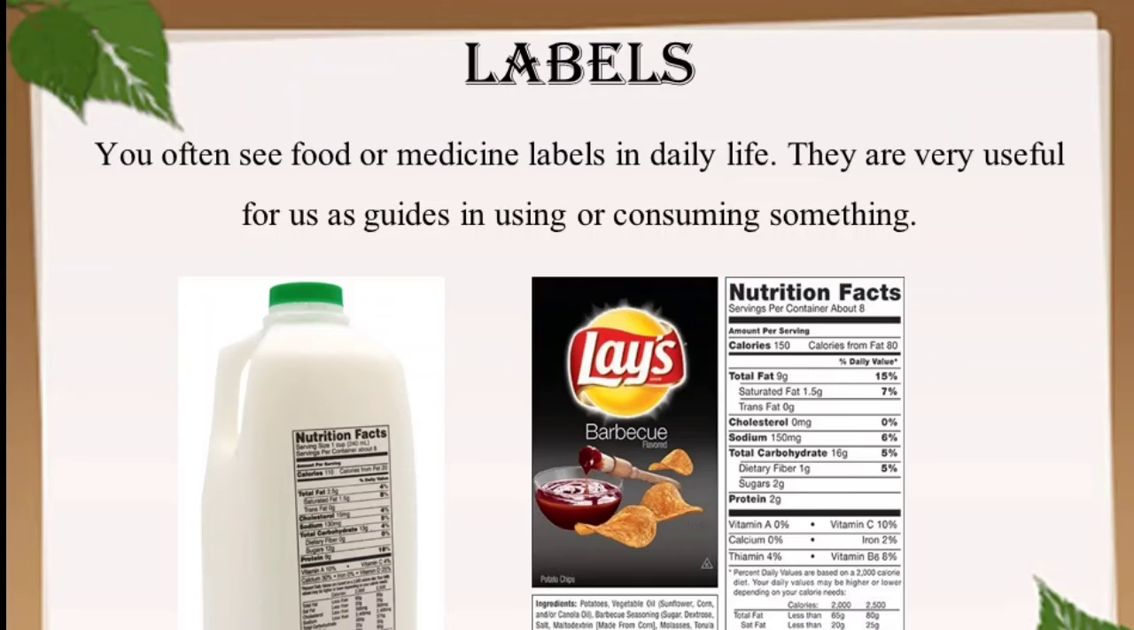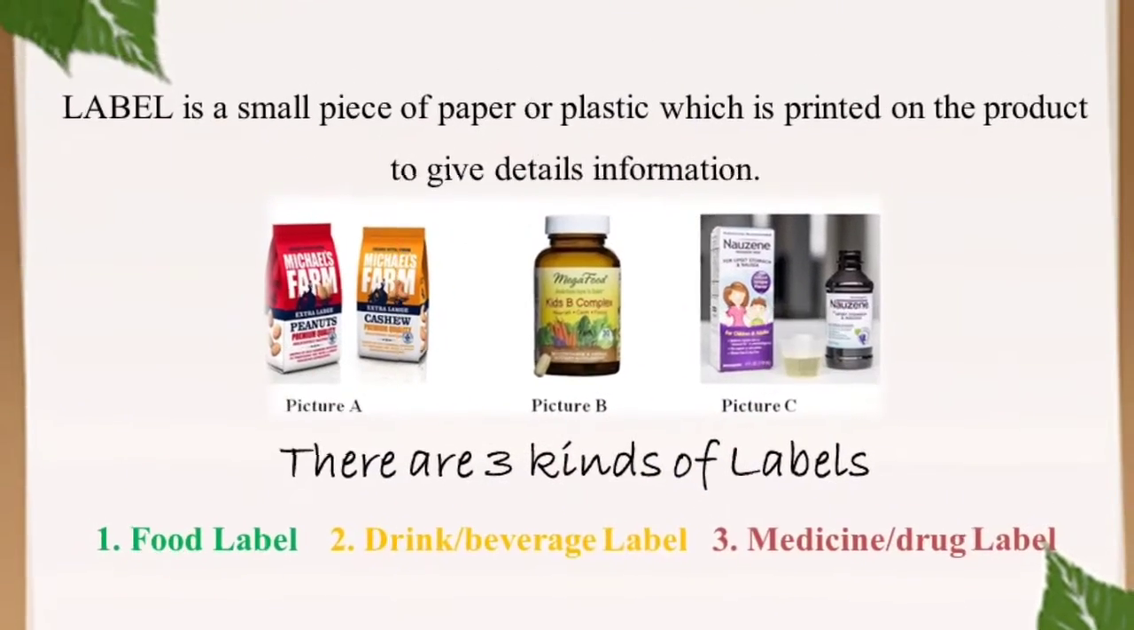Do you know what is a label? Where do you find a label? You often see food or medicine labels in daily life. They are very useful for us as a guide in using or consuming something. A label is a small piece of paper or plastic which is printed on the product to give detailed information. Jadi labels merupakan teks atau tulisan yang dituliskan pada bungkus produk tersebut untuk memberikan informasi rinci dari produk tersebut.